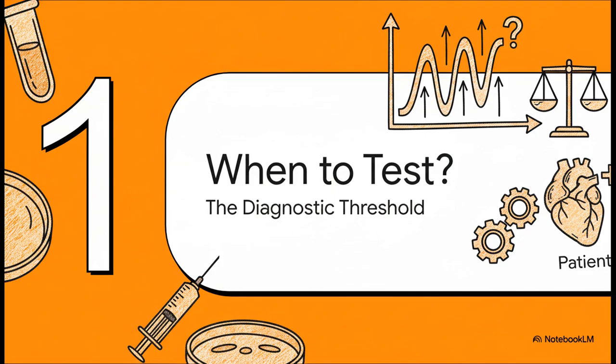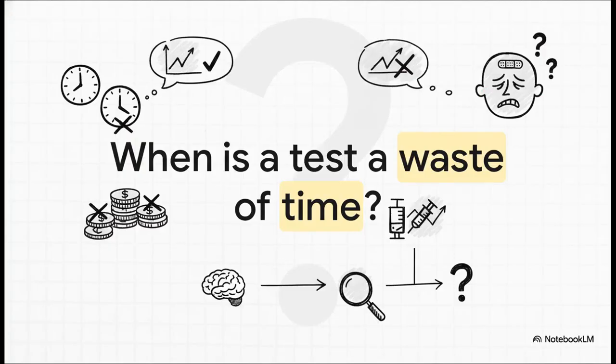All right, first things first. Before you even think about ordering a test, you have to ask yourself a really important question. Will the result, no matter what it says, actually change what I do for this patient? And that's where this idea of the diagnostic threshold model comes into play. Let's just be real for a second. When is ordering a test a total waste of time, money, and your patient's comfort? Well, the answer really boils down to your pre-test probability. That's your gut feeling, your suspicion of the disease before you've even ordered anything.